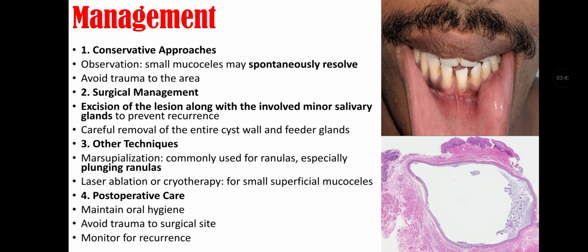Management of mucocele. First is conservative approaches that include observation, that is for small mucocele that may spontaneously resolve, and to avoid trauma to that area. Second, we can do surgical management, that is excision along with the involved minor salivary gland to prevent recurrence. It is key to remove the entire cyst wall with feeder glands.